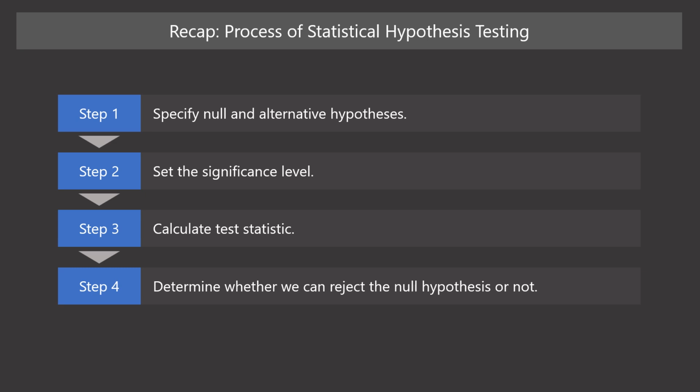In the previous video, we saw the process of statistical hypothesis testing. In step 1, we need to specify null and alternative hypothesis. In step 2, we set the significance level. In step 3, we calculate test statistic. And in the final step, we determine whether we can reject a null hypothesis or not. In this step, we need to calculate the p-value from test statistic, and then compare the p-value with the significance level.